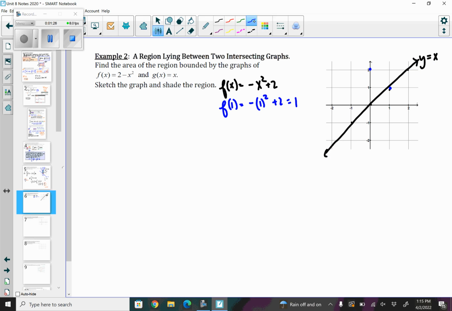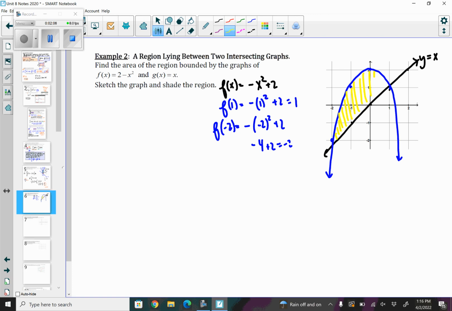You could even look to see, maybe I plug in negative 1. We know it's right over here because it's a parabola. Or f of negative 2 maybe would be negative 2 squared plus 2. It would be negative 4 plus 2 or negative 2. And so at negative 2, we see that's our other intersection point. The area between these curves would be this shaded region right here.